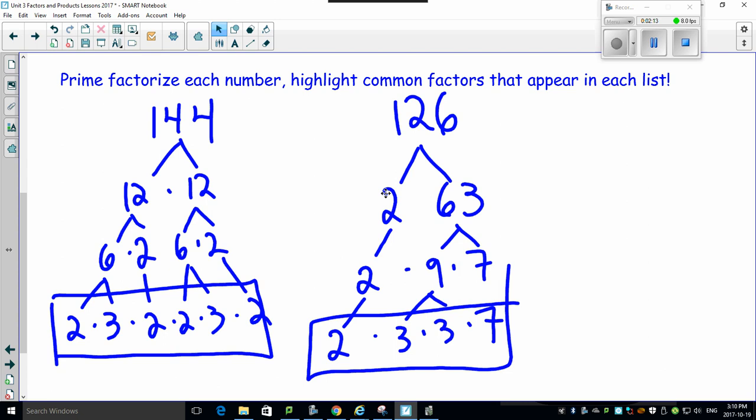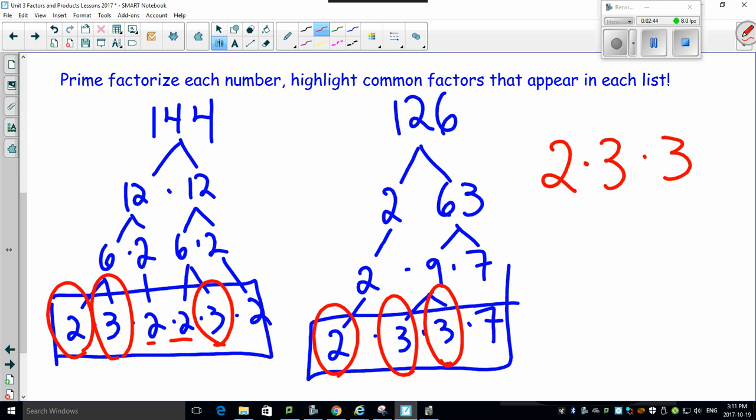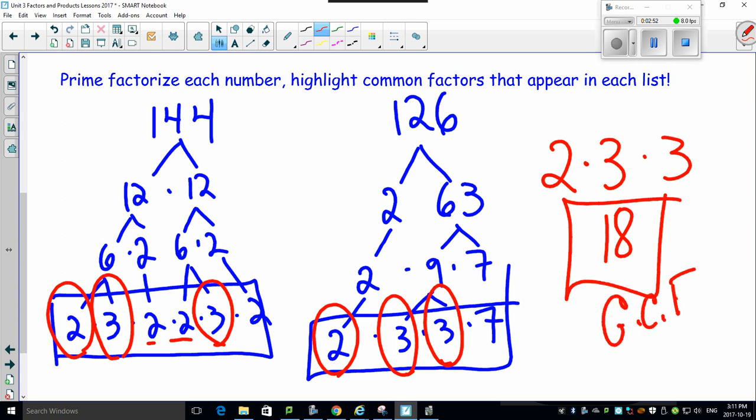Now, remember, highlight the things that are in common to both. So look, I've got a 2 highlighted here. There's a 2 highlighted there. So I'm going to write it out here. There's our first one. I've got a 3 here and another 3 over here. So there's our next one. I've got 2. Nope. I got another 2. Nope. I got another 3 though. There it is. Look at that. I got another 3 common to both. And guess what? 2 times 3, which is 6, times 3, which is 18. Guess what? That is the greatest common factor to both.